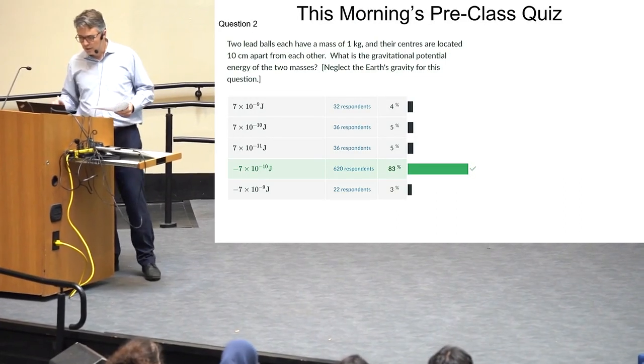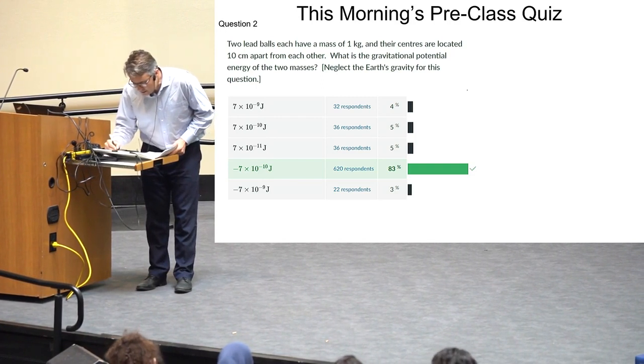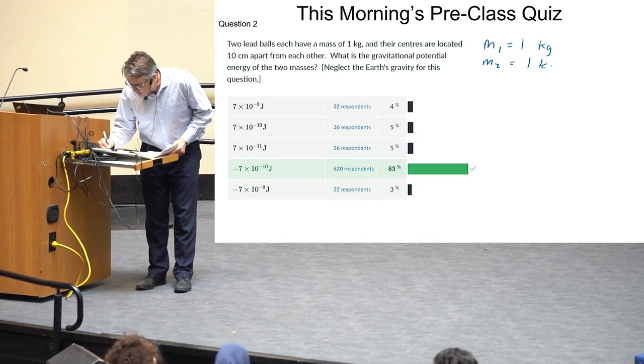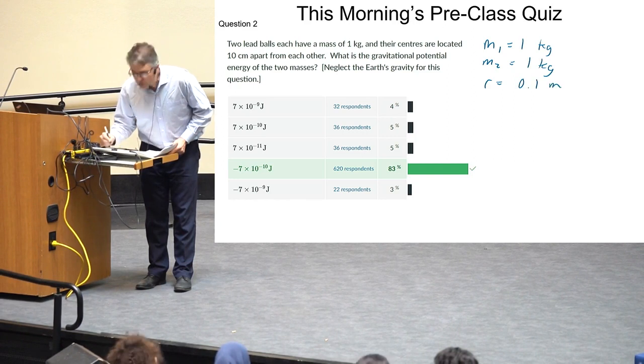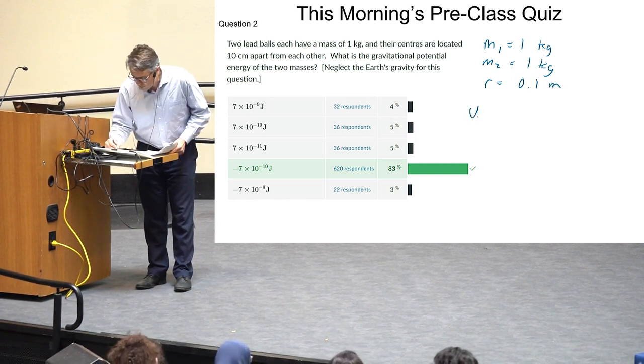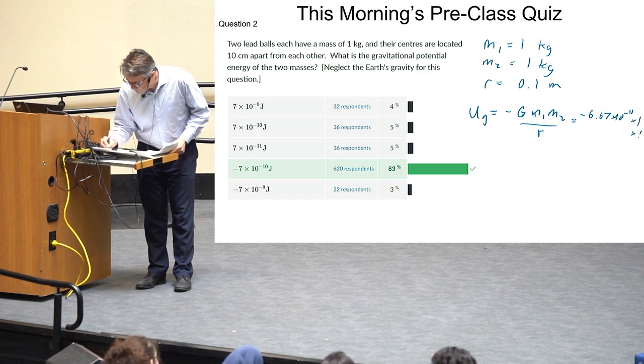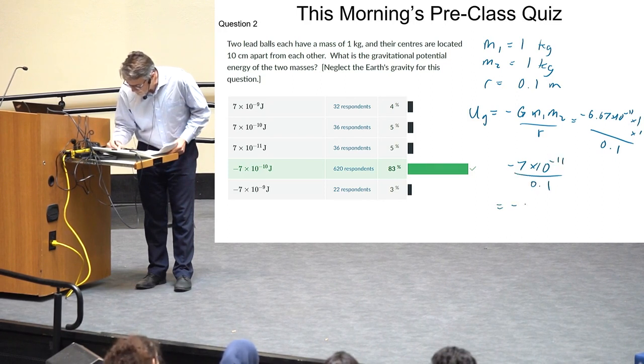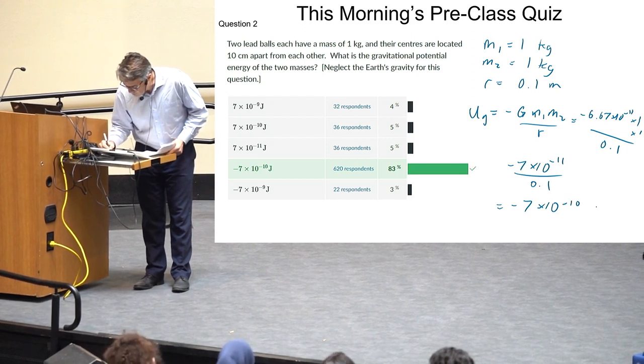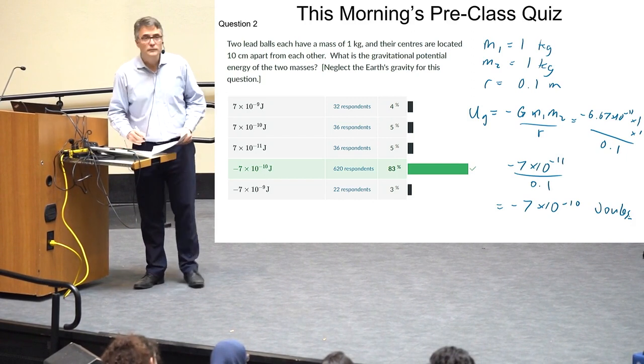And there was this question: 2 lead balls each have a mass of 1 kilogram. Their centers are located 10 centimeters apart from each other. So m1 equals 1 kg, m2 is equal to 1 kg, r is equal to 0.1 meters. So you convert everything to SI units, and then you say that U sub g is equal to negative capital G m1 m2 divided by r. And you get negative 6.67 times 10 to the minus 11 times 1 divided by 0.1. And I get negative 7 times 10 to the minus 11 divided by 0.1 equals negative 7 times 10 to the minus 10. And that's going to be joules. Makes sense? And that's U sub G.